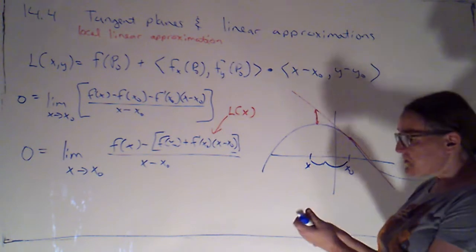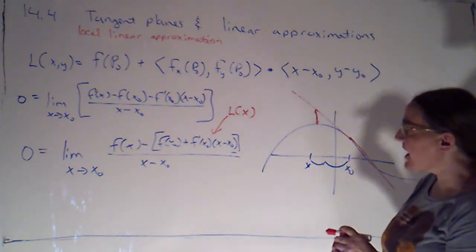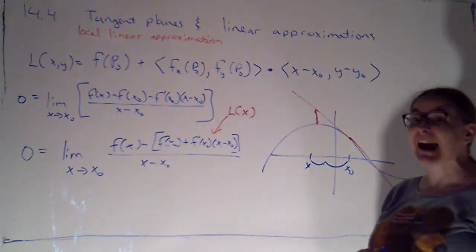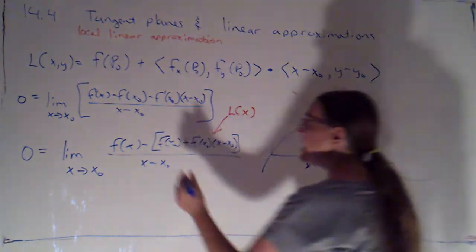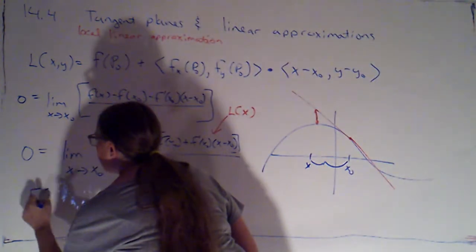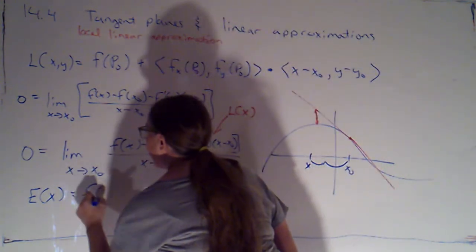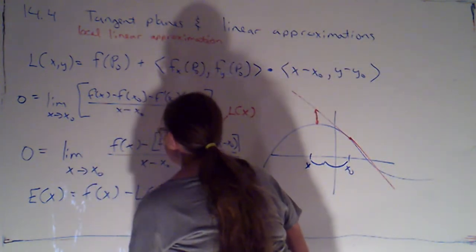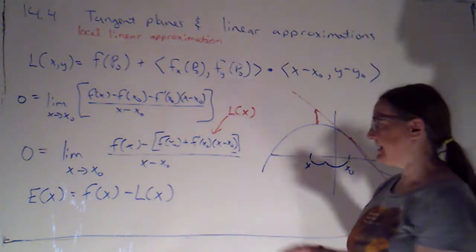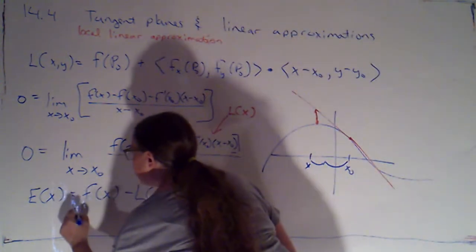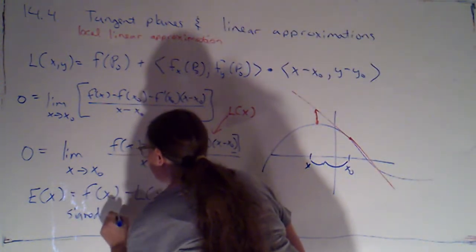So can I generalize that? I think I can. What I'm going to do is I'm just going to call e of x the function that I have on top, which is just f of x minus L of x. So that's the signed vertical gap.